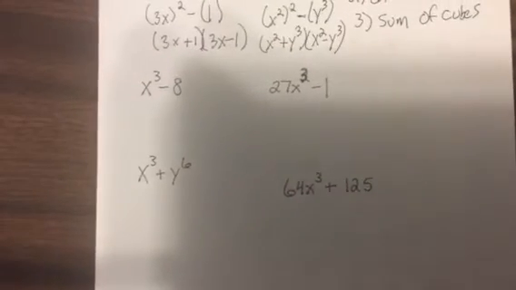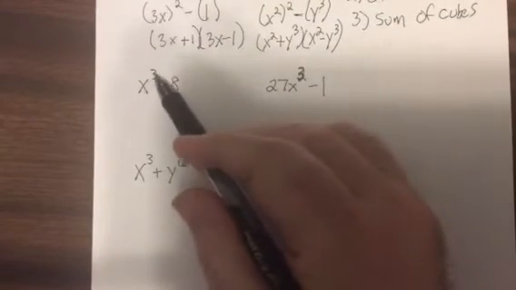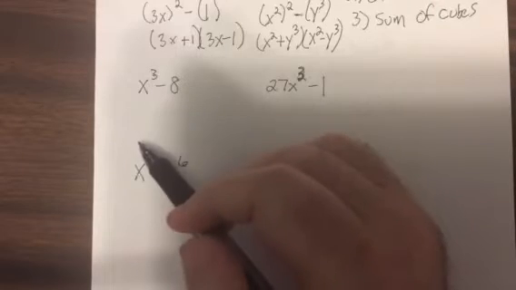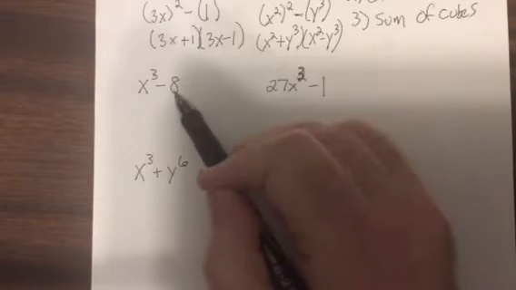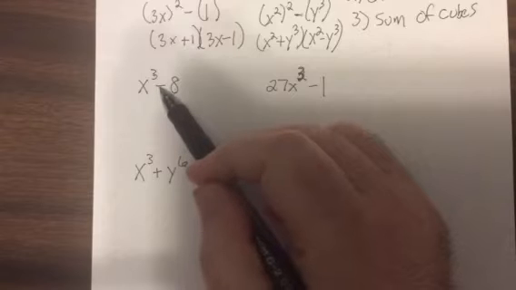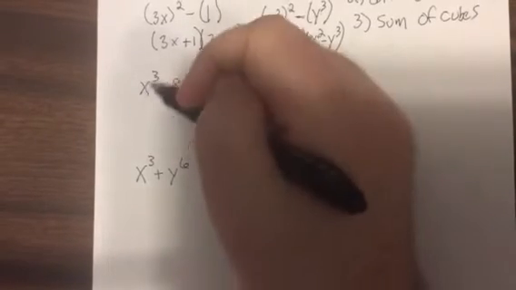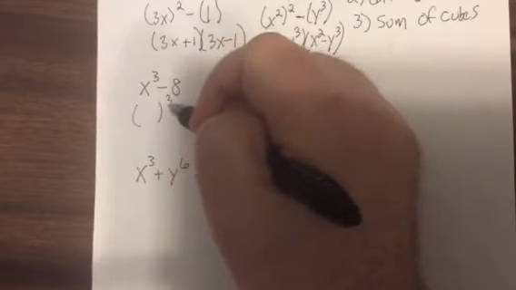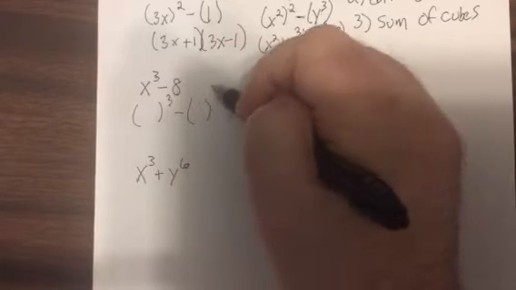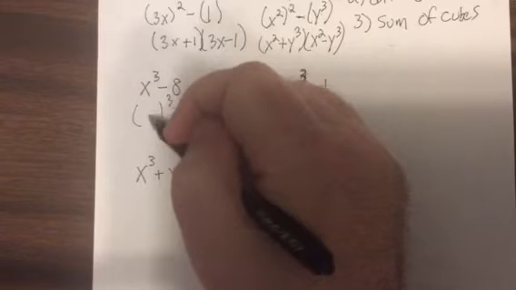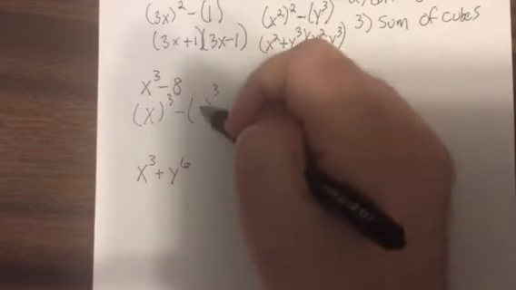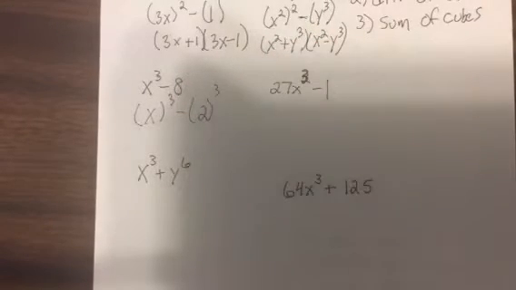Now, next one. I see a 3. That's not divisible by 2, so it can't be a square. And 8 is not a perfect square. So I'm going to try for difference of cubes. Do I have a cube minus a cube? I hope so. What do you cube to get x cubed? x. What do you cube to get 8? 2. Gee, I wonder how you do that.